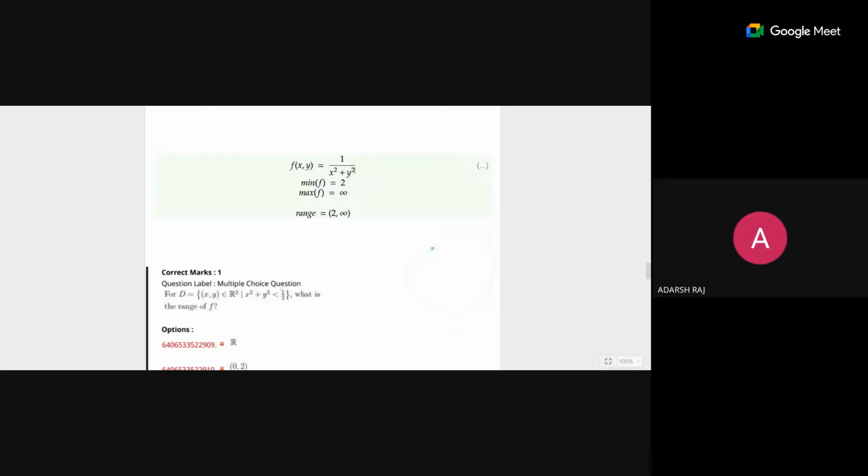So for minimizing this function, we have to maximize the term x square plus y square. The maximum value of x square plus y square will be less than 1 by 2, right? The radius is 1 by root 2. The maximum value of this is 1 by 2. If we put 1 by 2 here, we get 2.